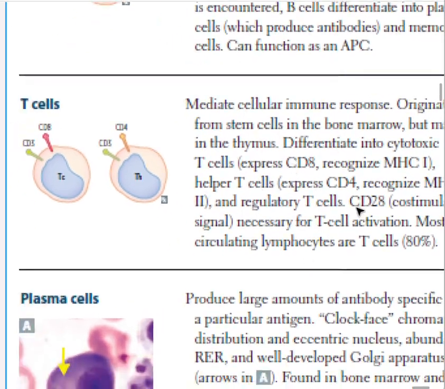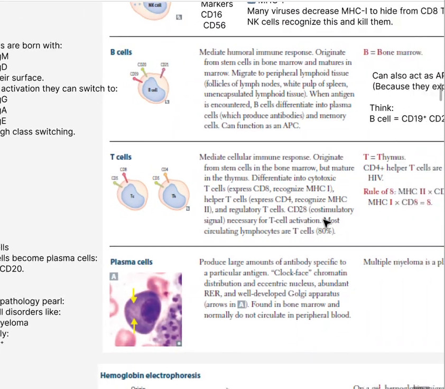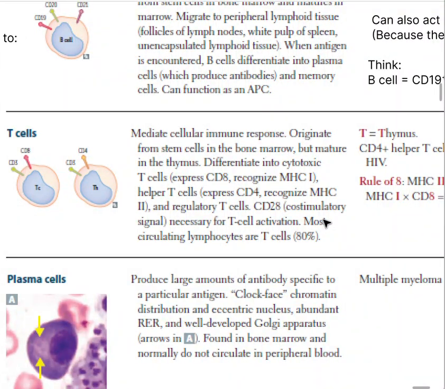T cells. Okay, T cells basically mature in the thymus, hence the T in T cells. You have some specific CD4 T cells, which are basically helper T cells. The CD4 ones are the helper T cells. They recognize the MHC2, and their function is to coordinate the immune response. Just remember that these helper T cells, the ones that express CD4, recognize the MHC2. These are the ones that HIV infects, and the other ones are CD8 cells.